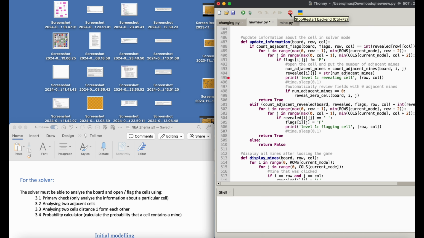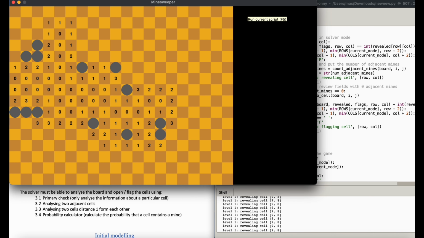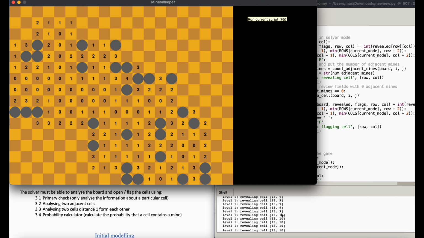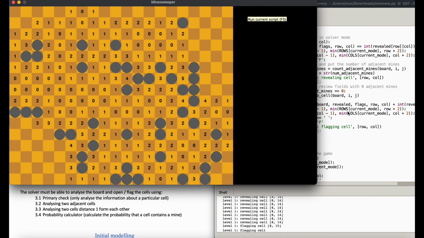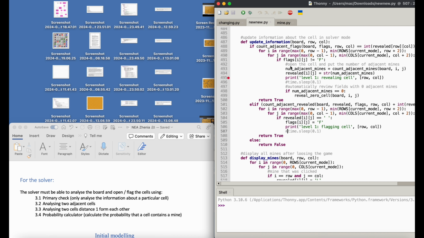So let's stop and start again. Yes, so we can see that a bunch of cells are revealed by level 1. And we can see that they are both flagged and revealed. Let's stop it and let's put time sleep for half a second.